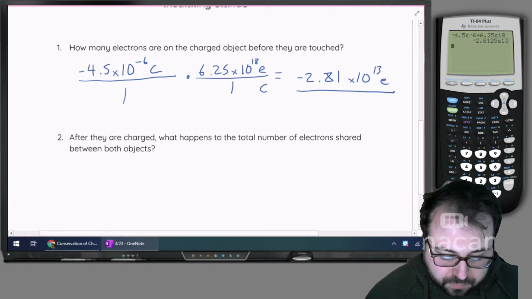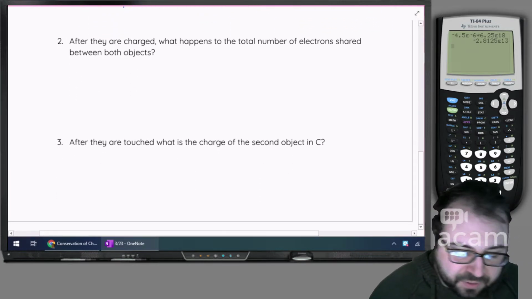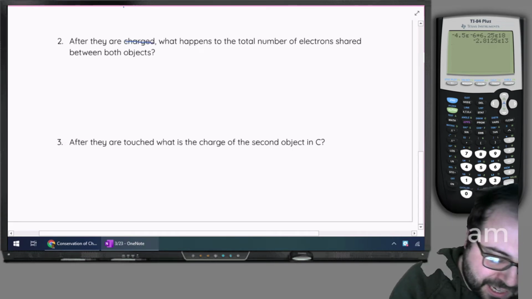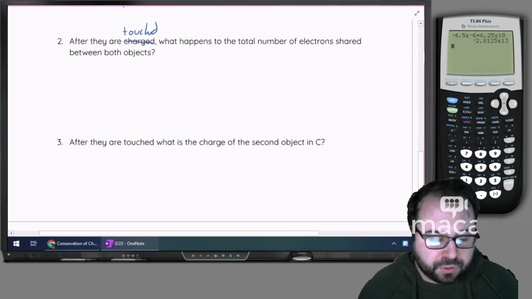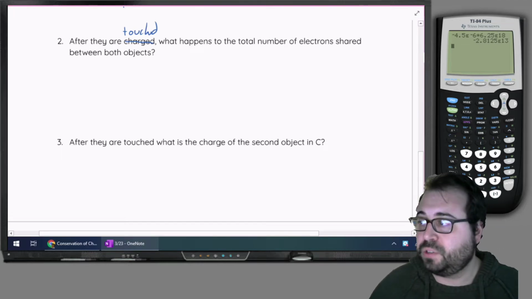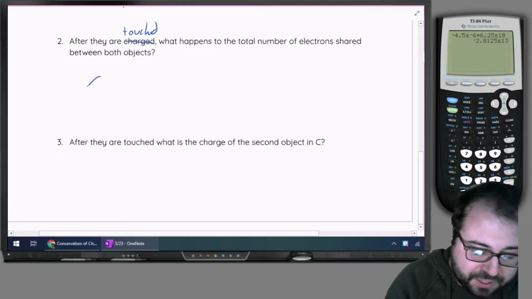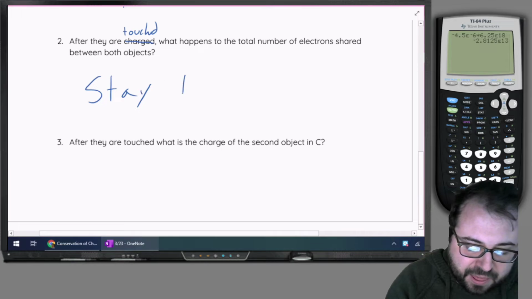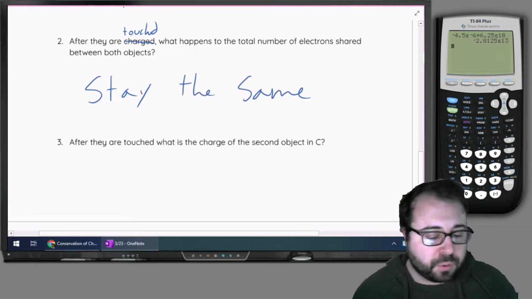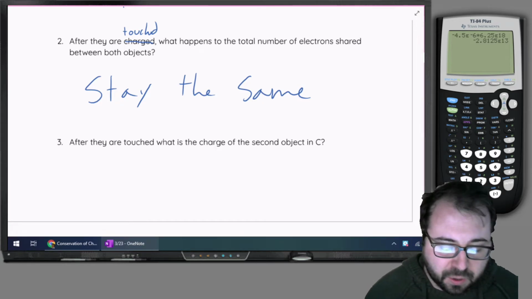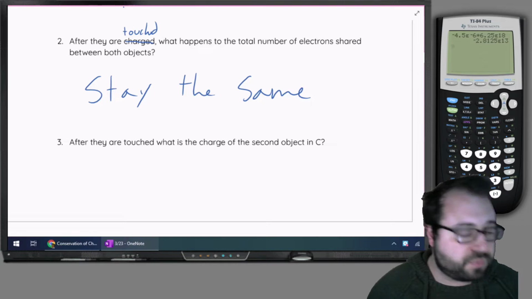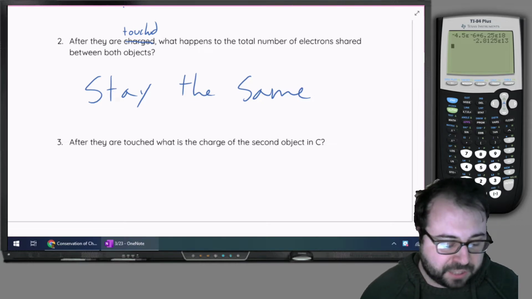After they are touched, what happens to the total number of electrons shared between both objects? This should stay the same. The total number of electrons shared between both objects will stay the same. They're simply going to redistribute themselves from one object to another.